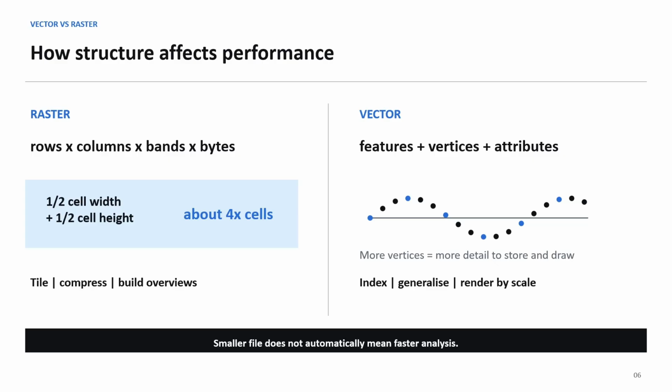Raster storage grows with the number of cells, bands, and bytes per value. Halving the cell dimensions produces roughly 4 times as many cells over the same area. Vector storage instead grows with feature count, vertex detail, and attribute volume. Large rasters benefit from tiling, compression, and overviews. Large vector layers benefit from spatial indexes and scale-appropriate geometry.